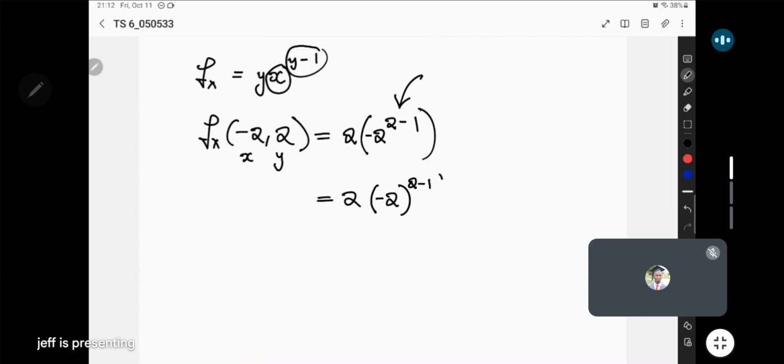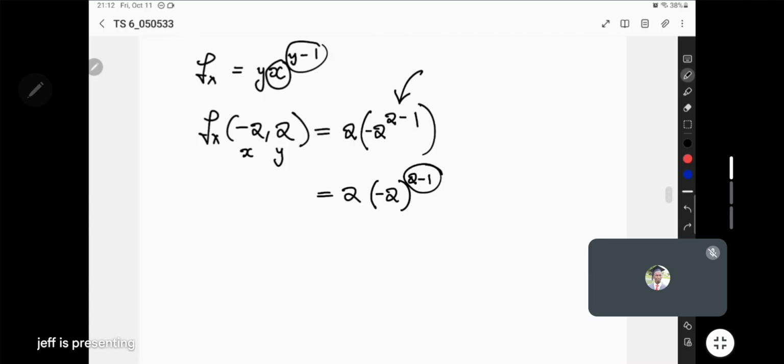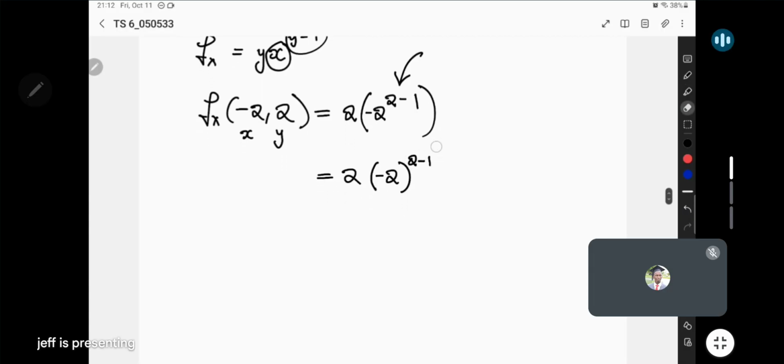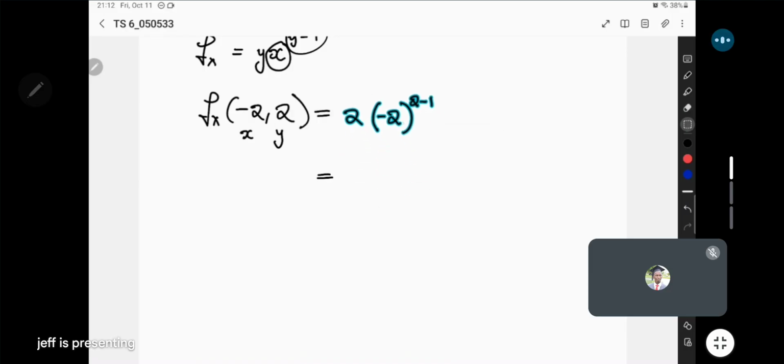But had the power been even or something else, it would have affected the negative. The overall answer would have been different and we would have gotten it wrong. So here, of course, we'll present it this way, not this way. So I hope you've understood why this way of presenting is better.